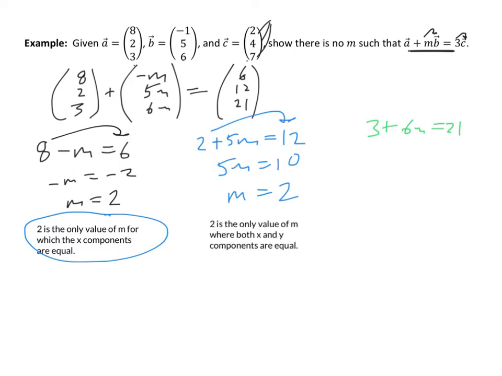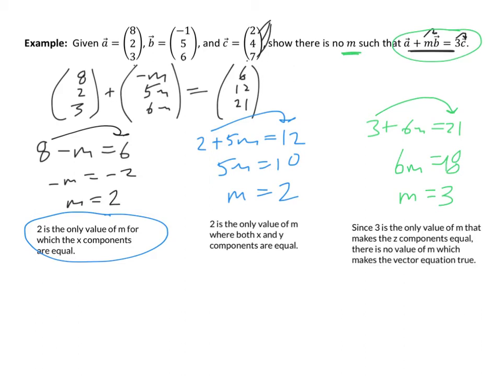Now finally let's look at our z component. When I subtract this 3 over, I'm going to get 6m is 18, and in order to get the z components to match up, m has to be 3. So what that means is that it's not possible. There is no value of m where I can make all of these components match up, which means there's no value of m so that this equation can work out.